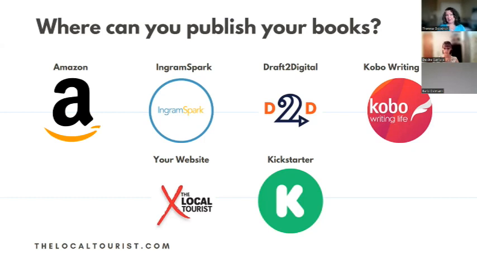You can also choose to upload to Draft to Digital. Draft to Digital is basically like, they disseminate your book to multiple platforms. They are not a platform themselves, but they disseminate it to others. So that's how you can upload your ebook to them.